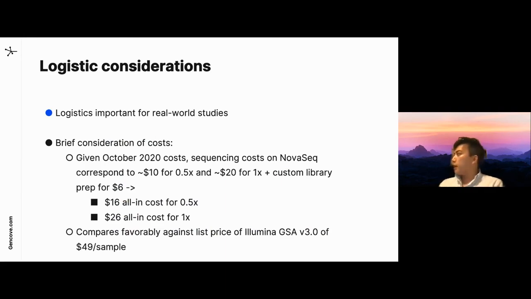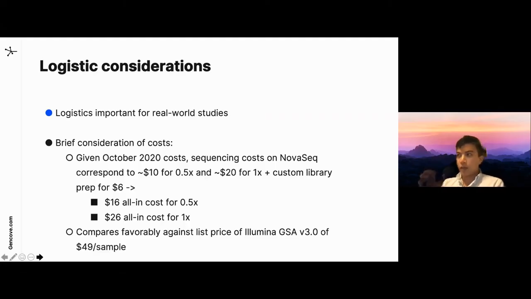And so those are the main takeaways in terms of quantitative measures as regards the performance of these different assays. However, in the real world, when one's actually planning experiments, another thing that comes into consideration is logistical concerns. And so, logistics are important for real-world studies. It's instructive to take a quick look at just the relative pricing of these assays.